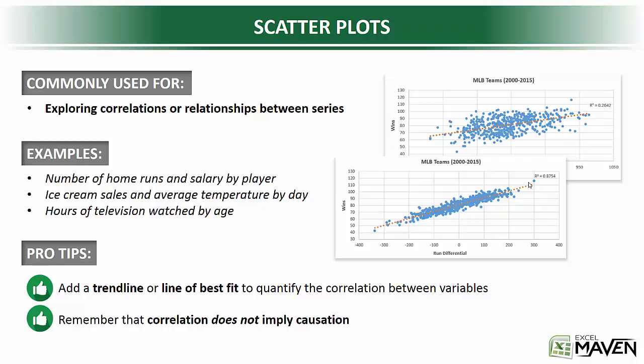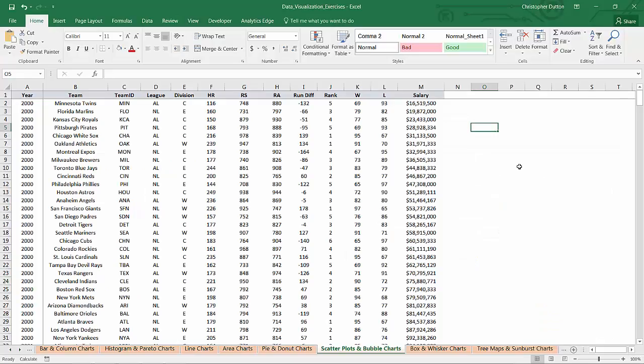With that, I've got a great data set in Excel that we can use to build some of these scatter plots. So let's go ahead and open up our workbook. All right, so here we are on the scatter plots and bubble charts tab. And the data set we're looking at here is Major League Baseball data by year, by team.